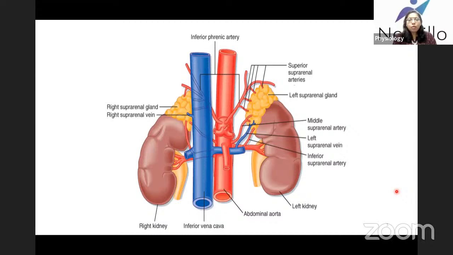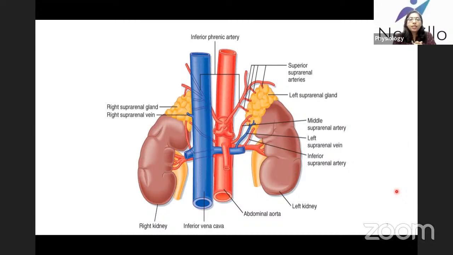Now, before beginning with Cushing syndrome, let's understand the physiology of Cushing syndrome and the basics of the endocrine abnormality which is related to Cushing syndrome. As we all know, Cushing syndrome is related to corticosteroids, and so let's understand the physiology of corticosteroids.